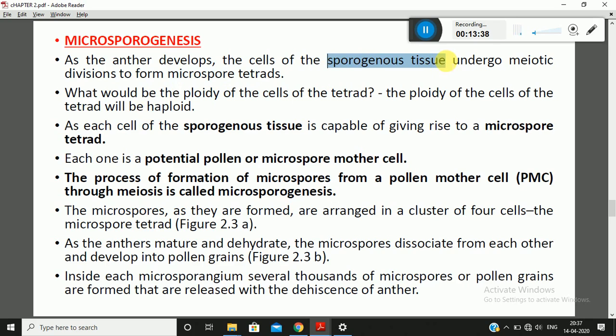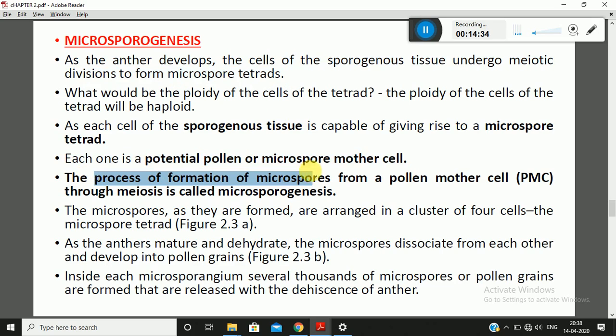The cells of sporogenous tissue are diploid in structure, and they undergo meiosis. Once they undergo meiosis, it results in the formation of 4 microspores. All 4 microspores will be haploid because of the meiotic division which has taken place. As each cell of sporogenous tissue can give rise to a microspore tetrad, each one is considered as a potential pollen, or we can say microspore mother cell. So every particular cell of sporogenous tissue can be considered as a microspore mother cell because it will undergo meiosis and lead to the formation of microspore tetrad. That's why they are considered as potential pollens.